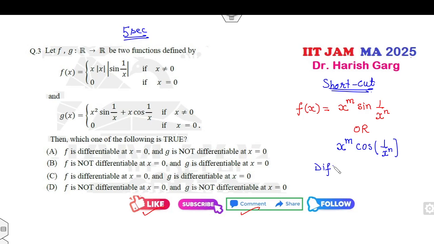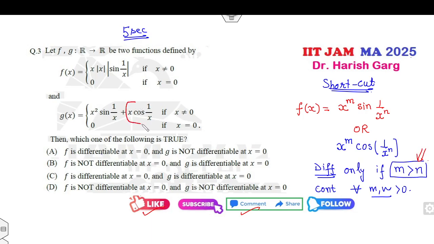This function is differentiable only if m is strictly greater than n. Fine. And it is continuous for all these values of m and n. Clear? Now they are talking about only the differentiability. Your target is to check whether m is greater than n.